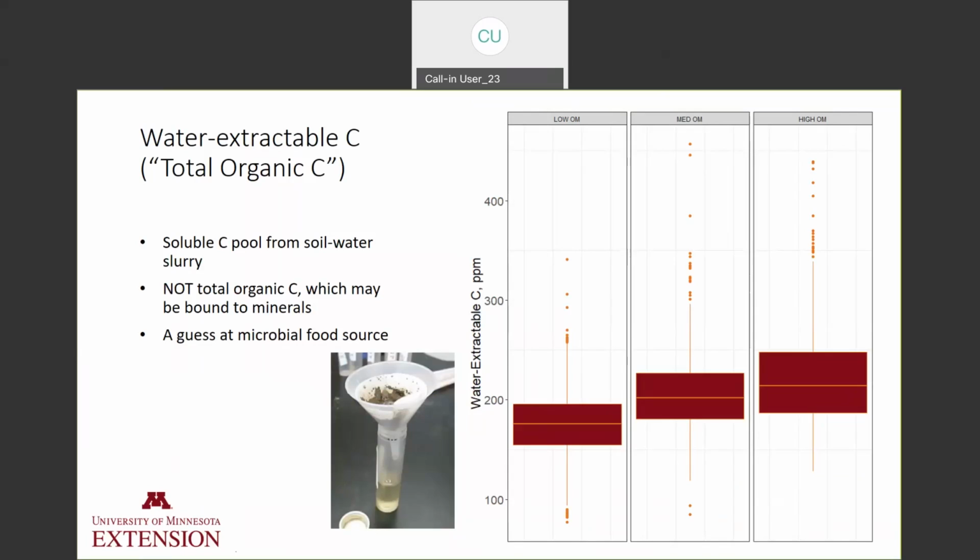This makes sense as being relevant to microbes because microbes live in water films, and so the nutrients they can access are mostly in water. Keep in mind that this is only a small part of the total carbon pool because a lot of carbon will remain bound to minerals and not be measured by this process. Some other studies I looked at found that this was less than 1% of total carbon or less than 5% of the total carbon.